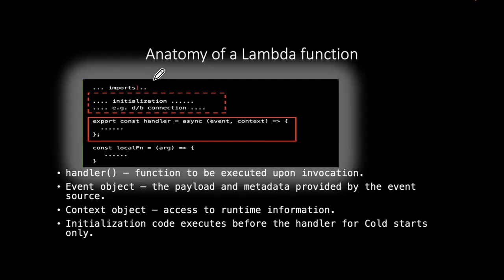This is what I'm calling the anatomy of a Lambda function. The main part of your Lambda function is the actual function itself, which in the case of TypeScript is going to be our Lambda function code. You can call the function anything you want to, but conventionally we call it handler. So this is the thing that is triggered when whatever event occurs, right? So the handler is the function to be executed upon invocation.